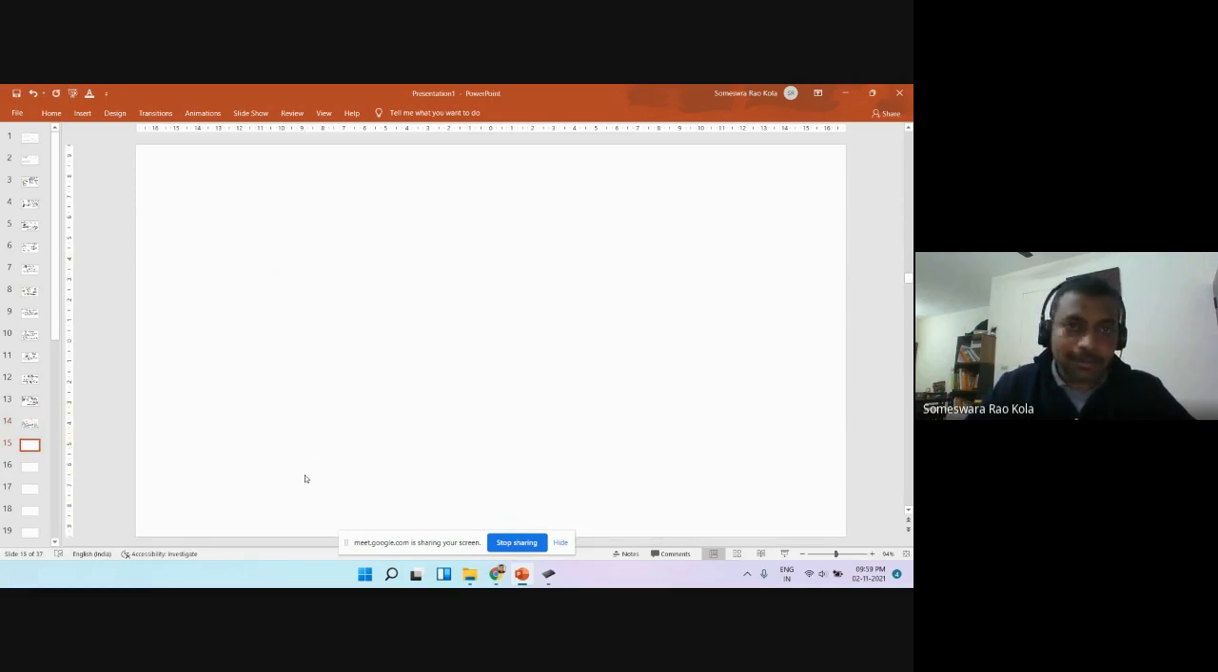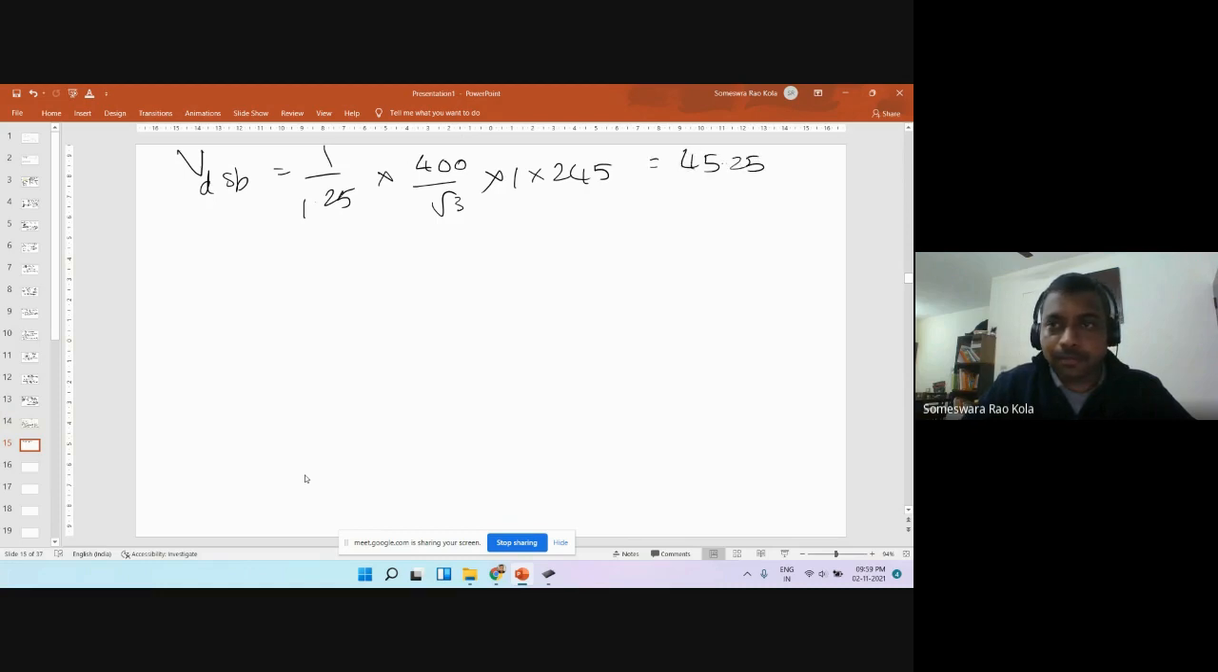So now let's plug in those values. We have Vdsb is equal to 1.25 into 400 by root 3 into 1 into 245. So this will come to be 45.25 kilonewton, if you simplify this. Now, that is the shear strength.